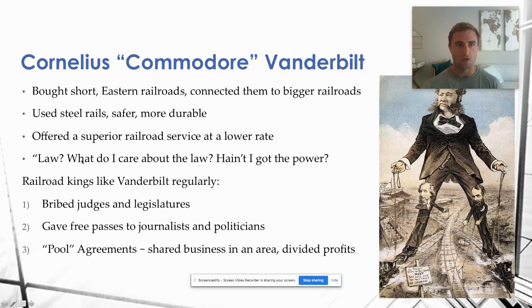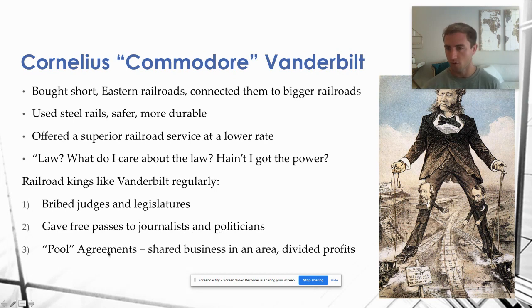Great quote from Cornelius Vanderbilt here: "Law, what do I care about the law? Ain't I got the power?" And he would regularly, as did many of these railroad kings, bribe judges and legislatures, give free passes to journalists and politicians, and engage in what we call these pool agreements.